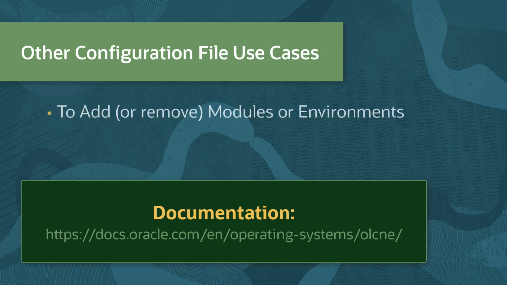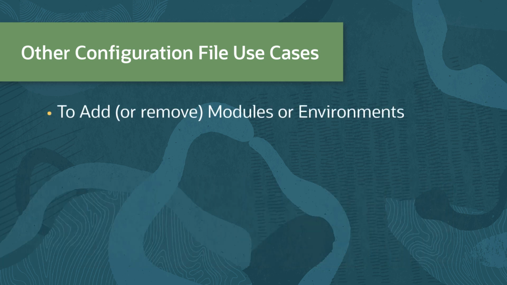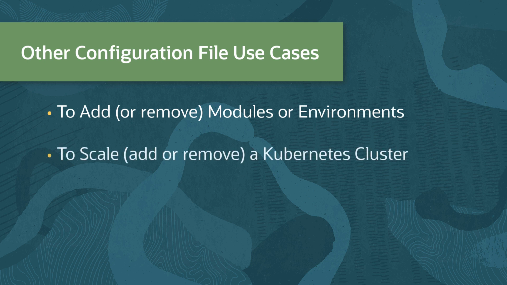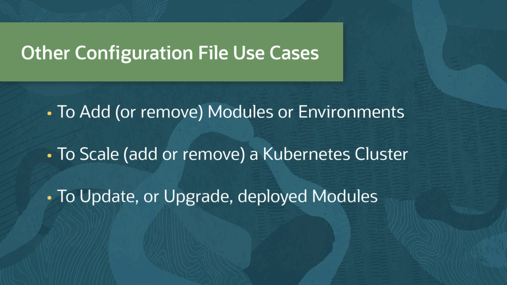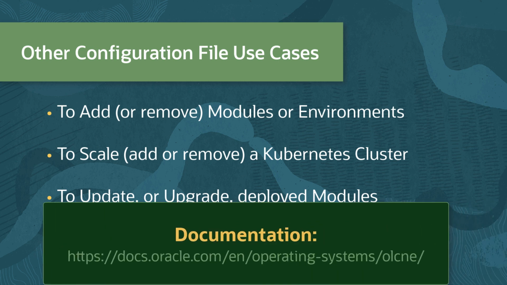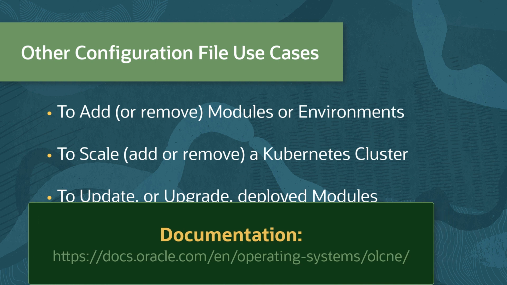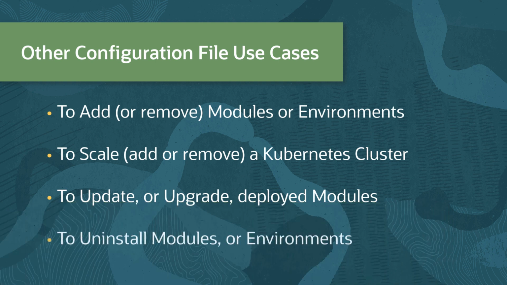It can be used to add modules or environments, for example, adding a Helm module. It can be used to scale a cluster, adding or removing nodes to a Kubernetes cluster. It can be used to update or upgrade the deployed module. This is equivalent to manually executing the DNF or yum commands. Once again, please refer to the documentation for more details. Then last but not least, the configuration file can be used to completely uninstall. Start with uninstalling the modules and then the environment.